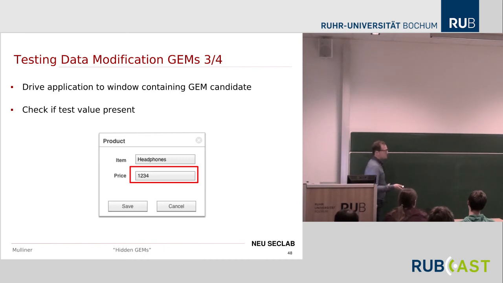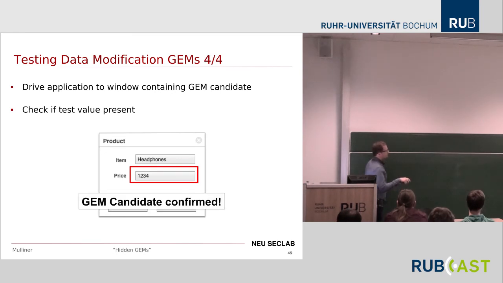And what we also do at that point, we completely close the application, so we stop it and just restart it to see if the value is still in there, because the application also could have just said, okay, yeah, it accepts it, but doesn't really commit it to the database or file. And if we see that, yeah, we can say, okay, this candidate is confirmed. And we know by manipulating the UI, we can actually trick the application into accepting a value which it normally wouldn't accept.